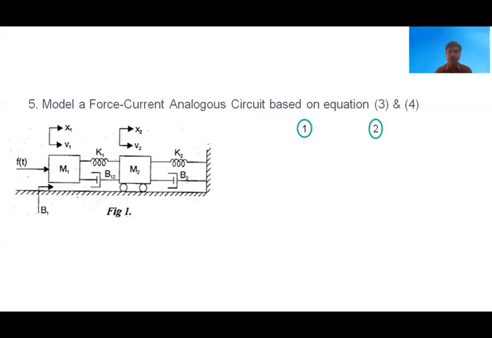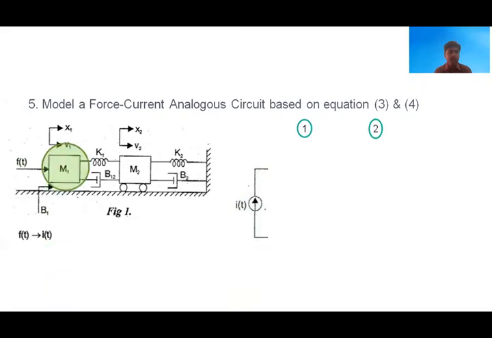So take two nodes, node 1 and node 2. Similarly, we'll take parameter by parameter and we'll convert into electrical analogous parameter. Here input is f of t, which is analogous to current in force current analysis electrical model. So take a current source, and this current source should be connected only to node 1.